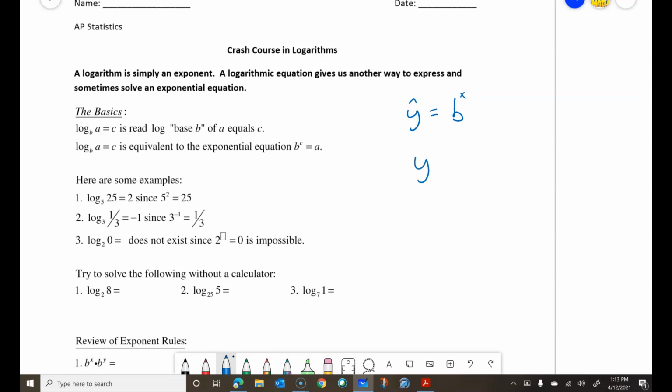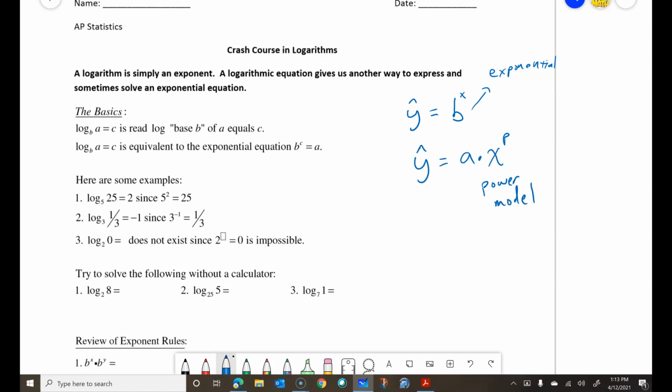Or sometimes the predicted value of y is best predicted by what we would call a power function. This is one where maybe you have a coefficient a, x is your base, but it's raised to a power. Maybe it's a quadratic, maybe it's a cubic. Okay, so this is an exponential model. And this is the power model.